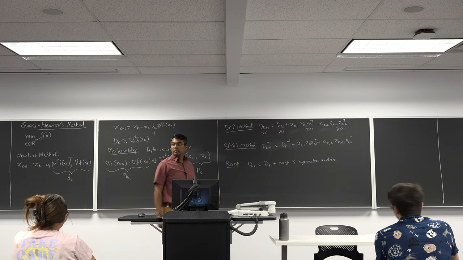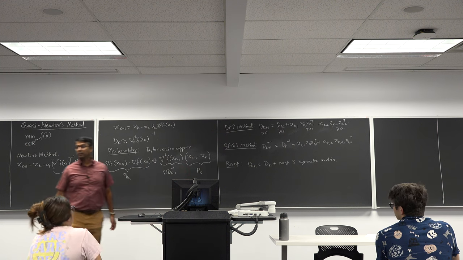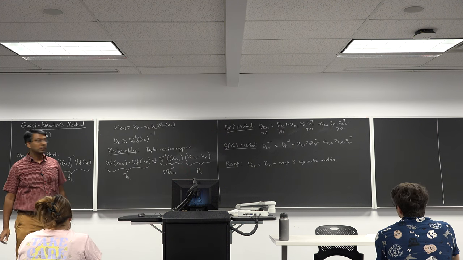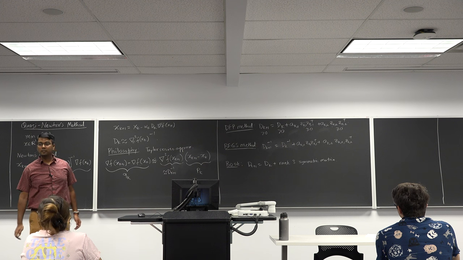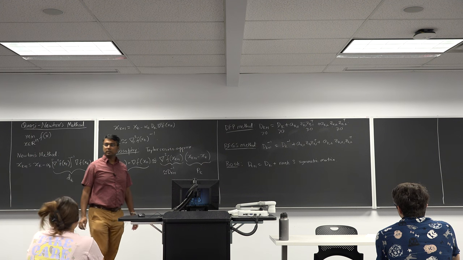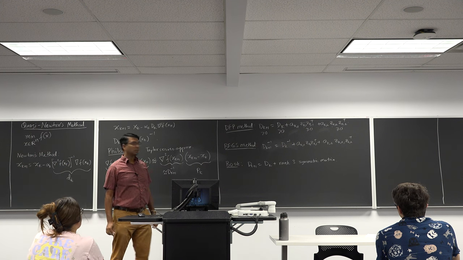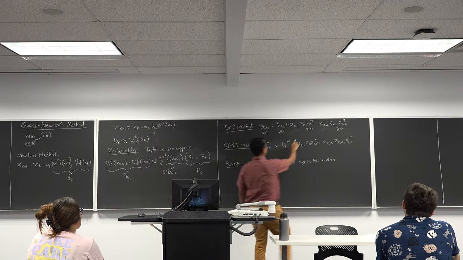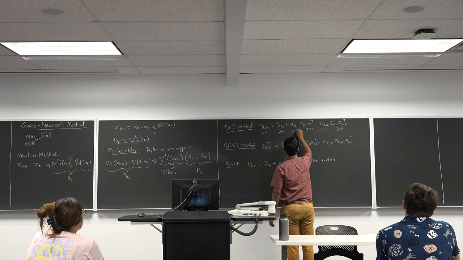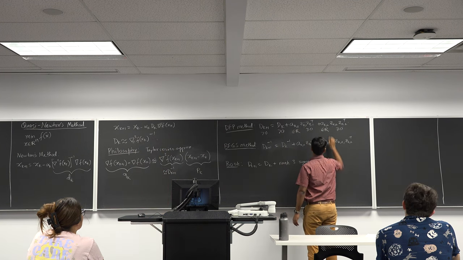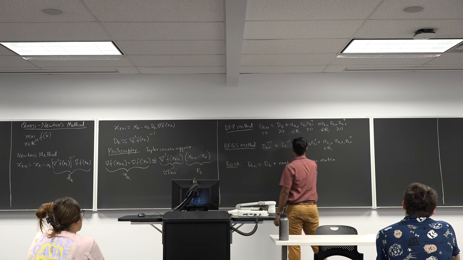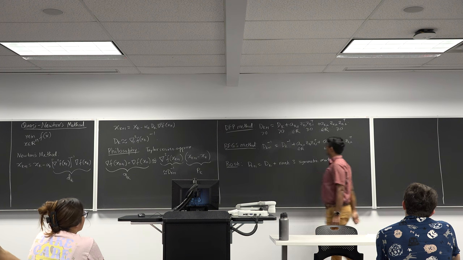Is there a scalar here? AK is a scalar, yeah. And the rest of them are symmetric matrices. So these are vectors. These are all vectors. This is in R. This is in R. This is in R. This is in R.